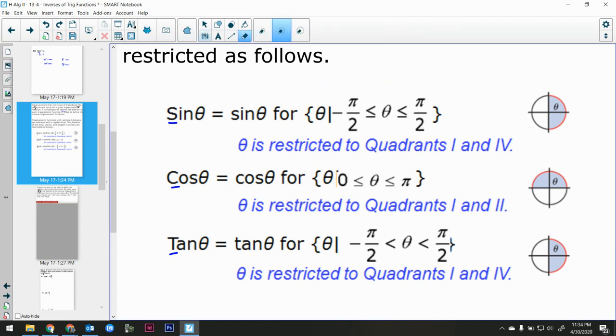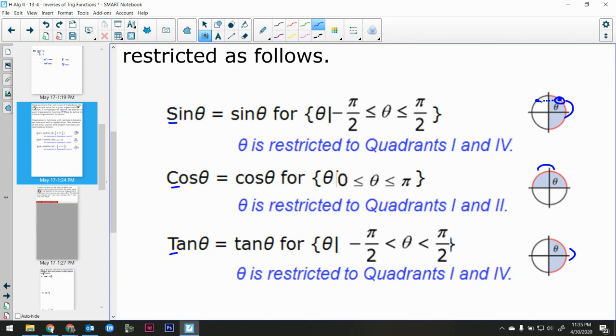Okay, now how are we going to restrict the domain? Well, for sine, we're going to restrict it to the first and fourth quadrants. For cosine, the first and second quadrants. And then tangent, the first and fourth quadrants. Why? Because the sine values, think about the y values. If I picked a point right here, where's the only other point on the unit circle with that same y value? Right here. So if I only wanted one of those answers, let's pick that one.